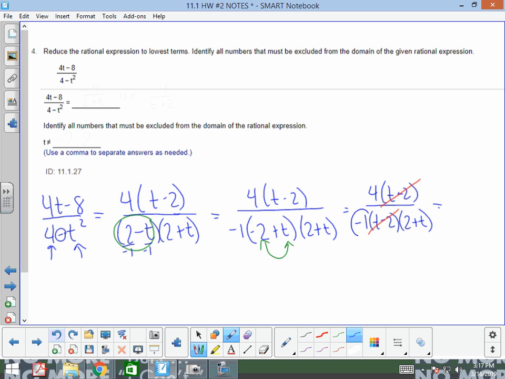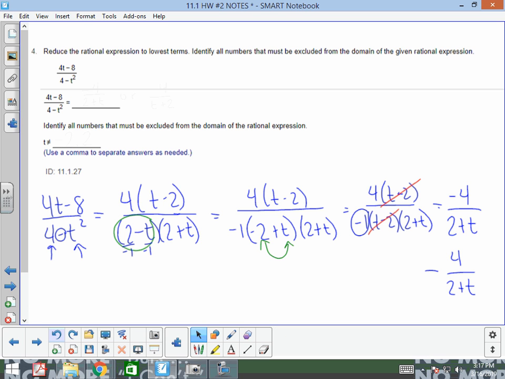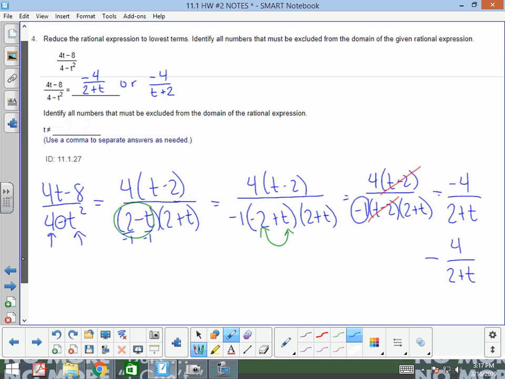So this negative 1 right here, actually we can put it in 2 different places. We can either multiply it by the 4 on top, or we can make it a negative in front of the fraction. Okay, either way will work. The program will take either answer. So this answer can be negative 4 over 2 plus t, or you can rearrange it to negative 4 over t plus 2. Again, t plus 2 is not an opposite of 2 plus t. It's just the commutative property. All right, so now let's look at excluded values.